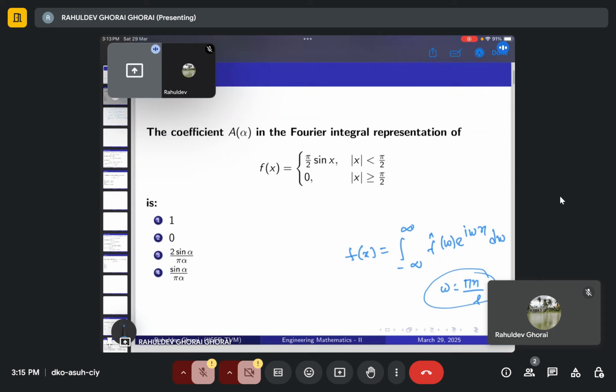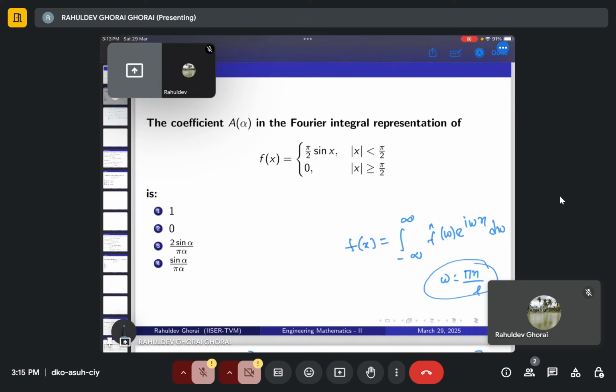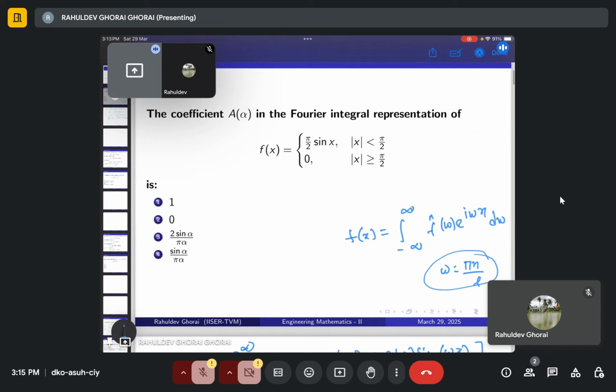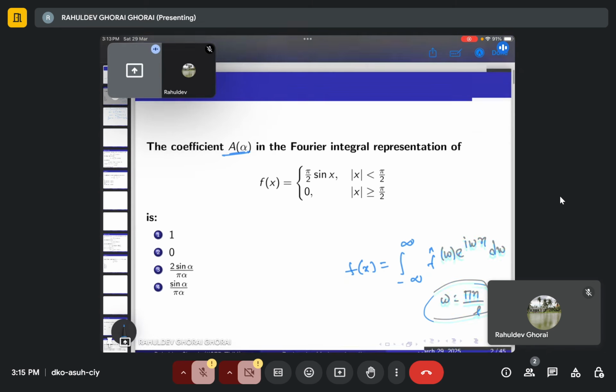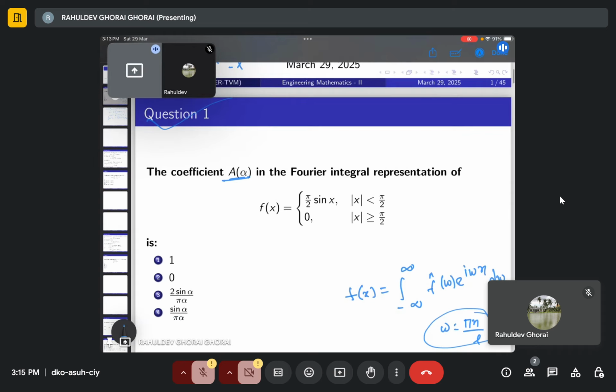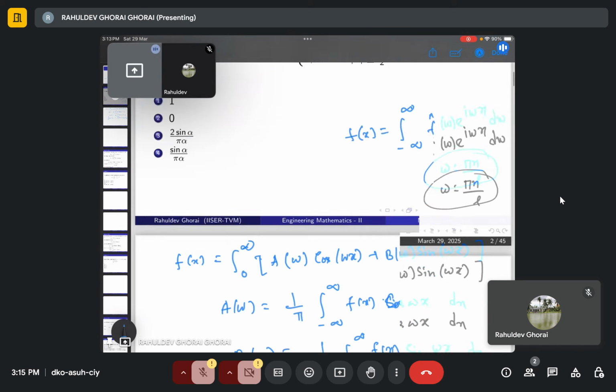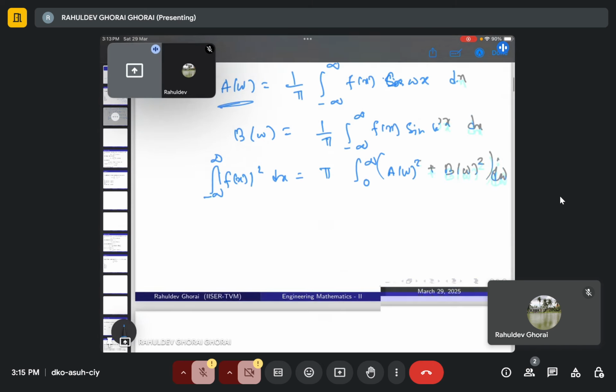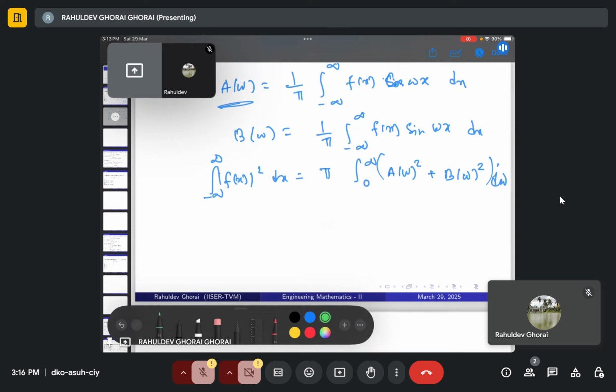Now everything is already said to you, right? The formula, everything is said. So now we have to find for this question. Now comes question one: the coefficient A(omega) in the Fourier integral representation of the function f(x). The function is given, we need to find A(alpha). Here I wrote omega, but you can find it with alpha.